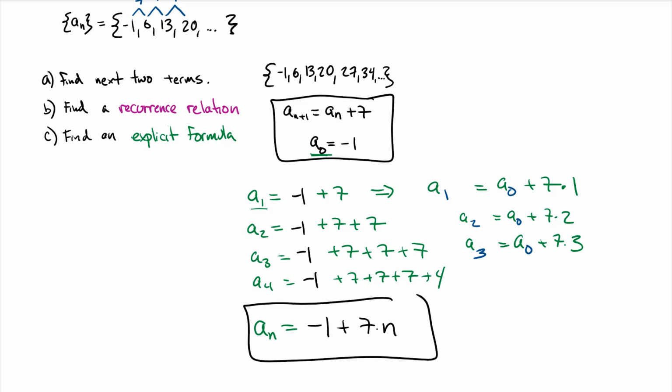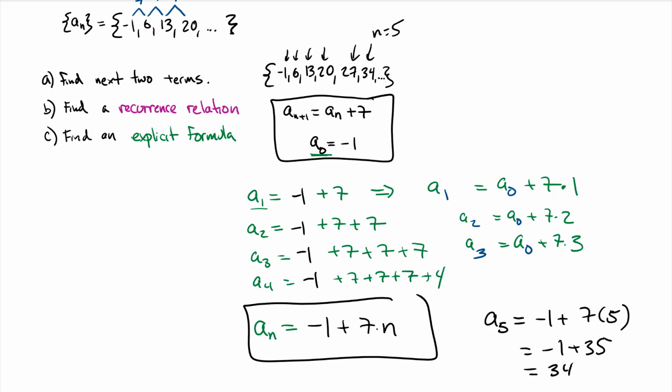And there's a formula that you could get it in for. So if we wanted to know the zeroth, first, second, third, fourth, fifth, well, let's plug it in and see if our formula works. We say a sub 5 is equal to negative 1 plus 7 times 5. Negative 1 plus 35, that's equal to 34. Hey, it matched. Our formula worked.